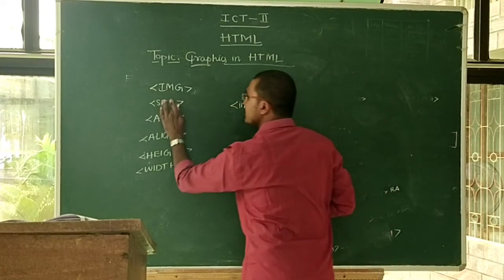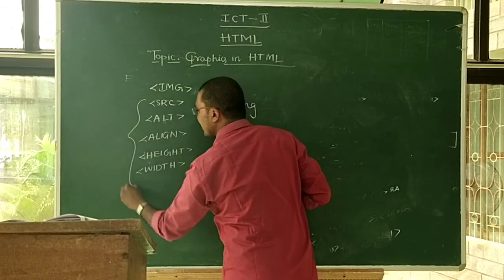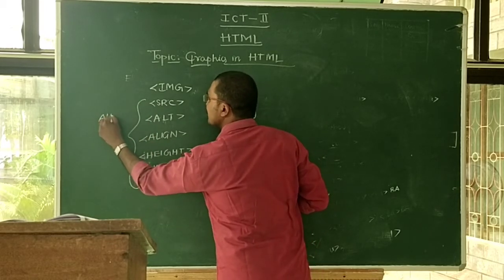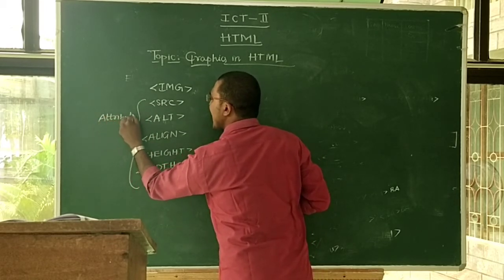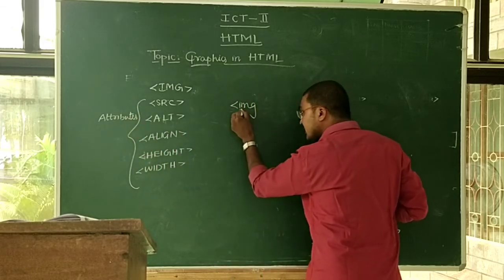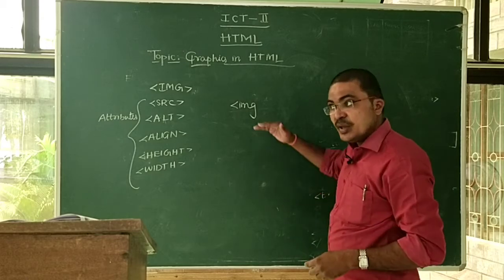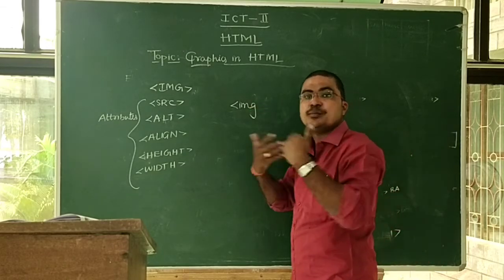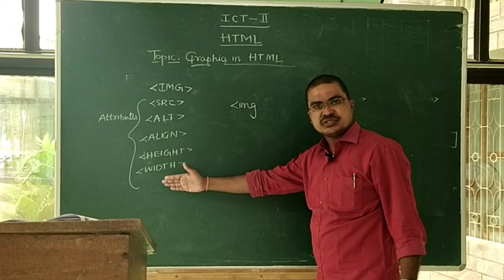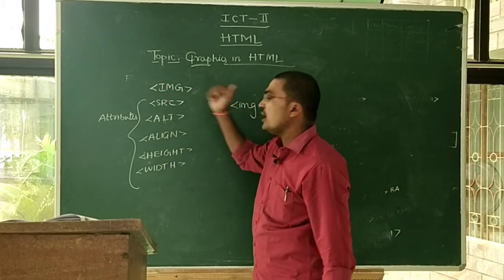And the next ones are the attributes. Do you know the meaning of attributes? Attributes mean subtags used inside one tag. So the subtags used inside main tags are called attributes. These are all the attributes of the img tag.